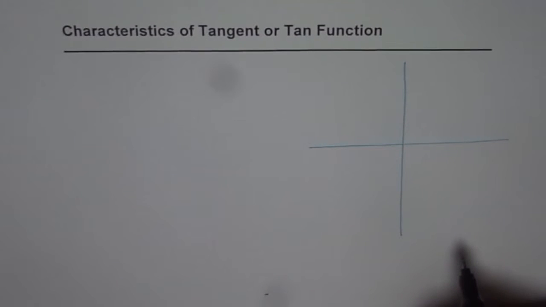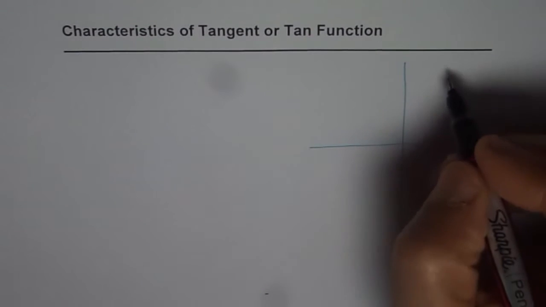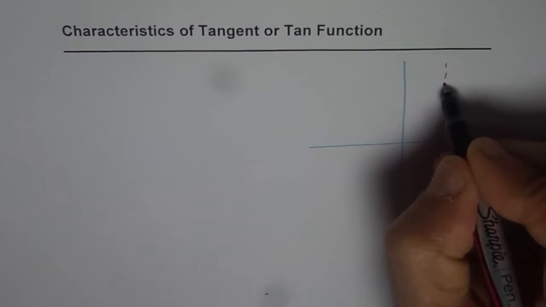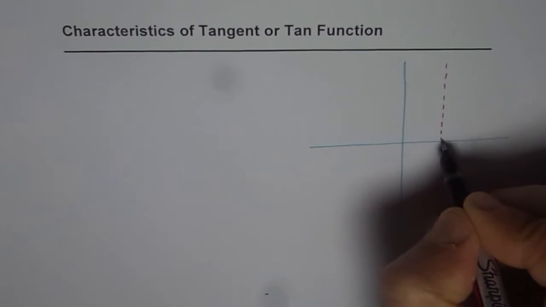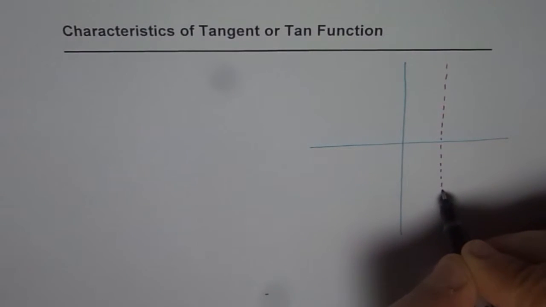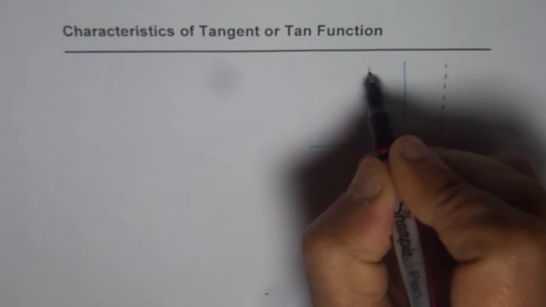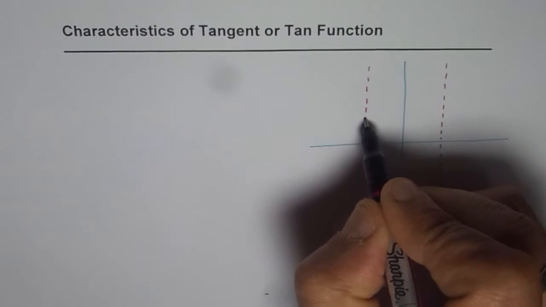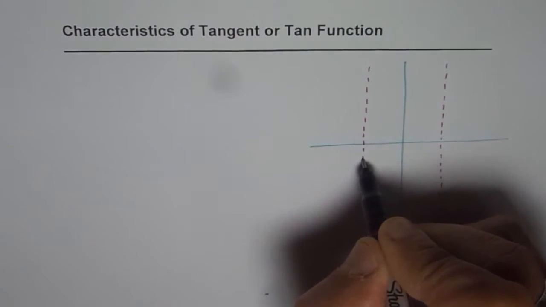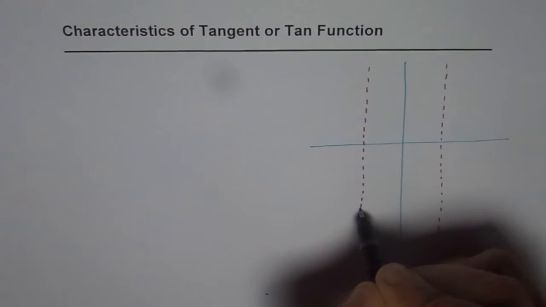Tan function has discontinuities. Like sine and cosine, they are continuous functions. Their domain is all real numbers. However, in tan, we have discontinuities. Do you know why? Well, the discontinuities are at minus pi by 2, plus pi by 2, and odd multiples of pi by 2. Right? So that is where we have a discontinuity. We rather have a vertical asymptote at these points.